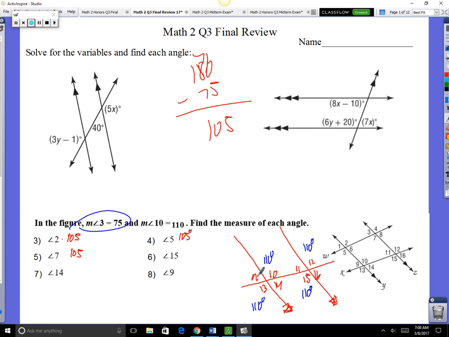So the other ones have to be 180 minus 110. So they got to be 70s. That's 70. That's 70. That's 70. So fill them all in first. And then find position 14. 14 has got to be a 70. 15's got to be a 110. 9's got to be a 70.